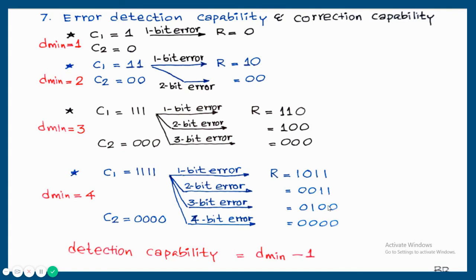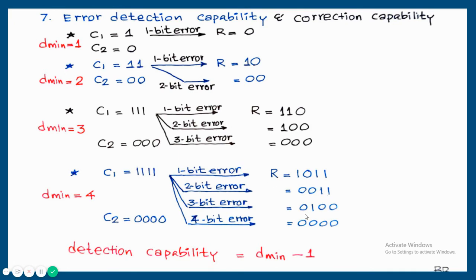0100 is not a valid code. So 3 bit error is also detected. Again, 0100 is going to be corrected as 4 zeros. It's a wrong answer because our transmitted code was 1111. So 3 bit error correction is not possible. 2 bit error correction is not possible. Only 1 bit error correction is possible. But up to 3 bit errors can be detected.